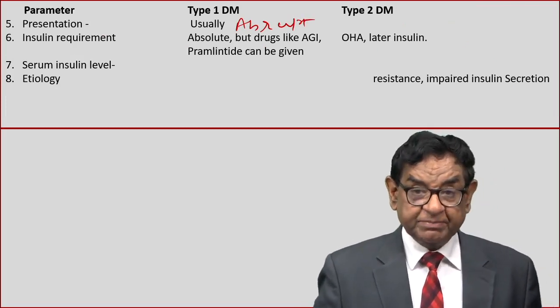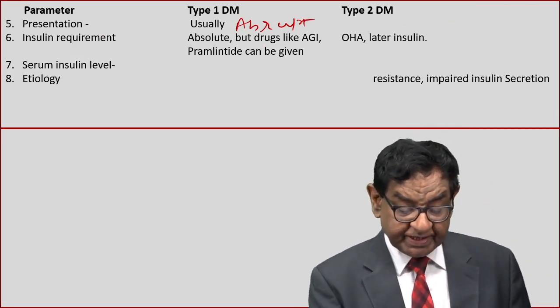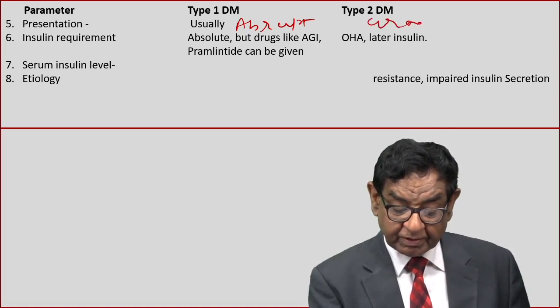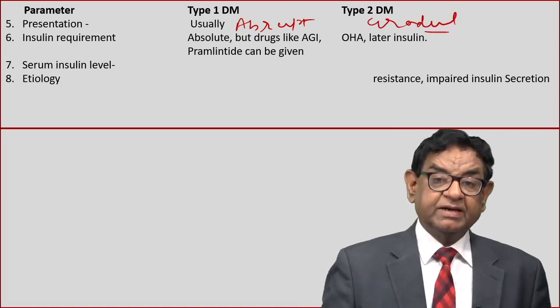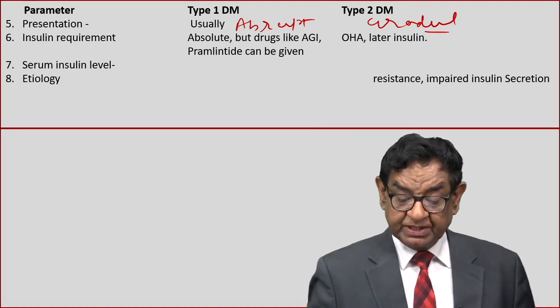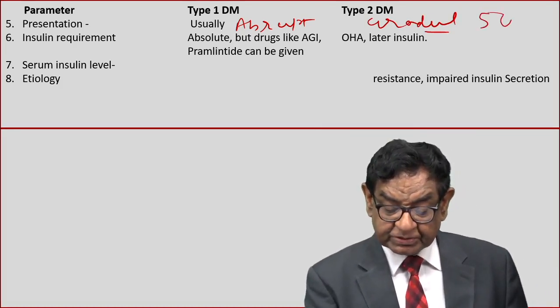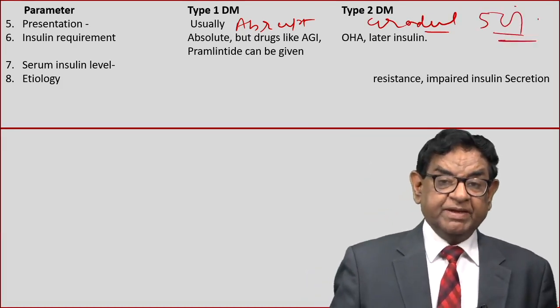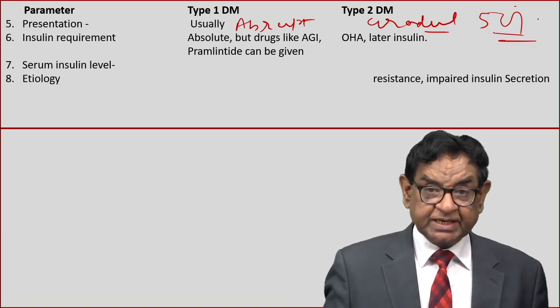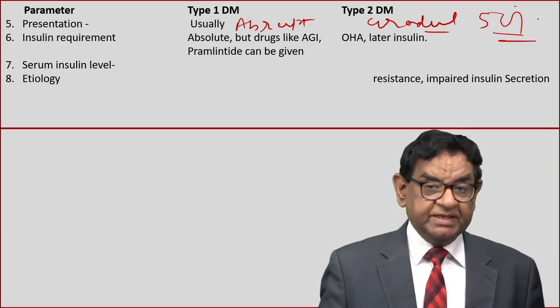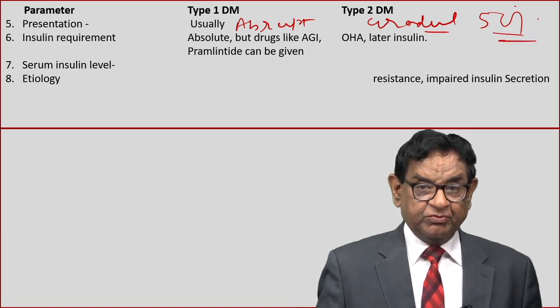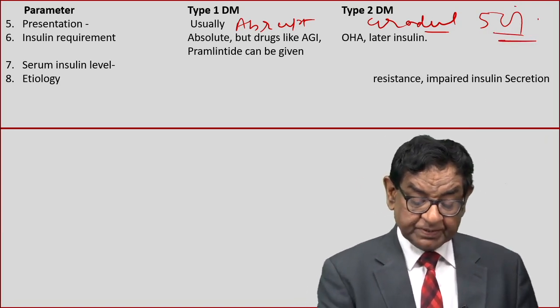Sometimes it may be the initial presenting feature also, but here it is very gradual. And rather most of the patients remain undiagnosed. 50% of patients are diagnosed incidentally. The patient may be going for some insurance checkup or some annual health checkup, and then they find the patient has diabetes. So most of the time there are no symptoms at all.